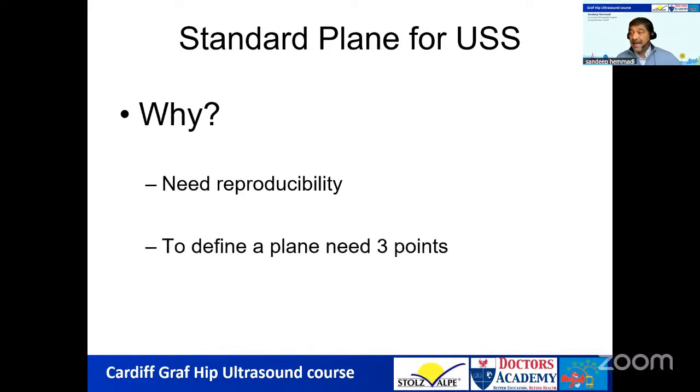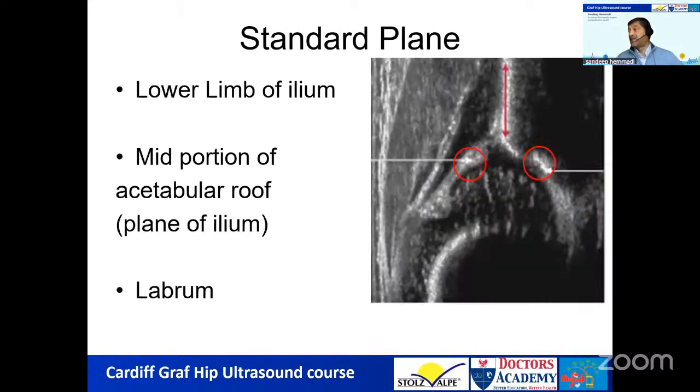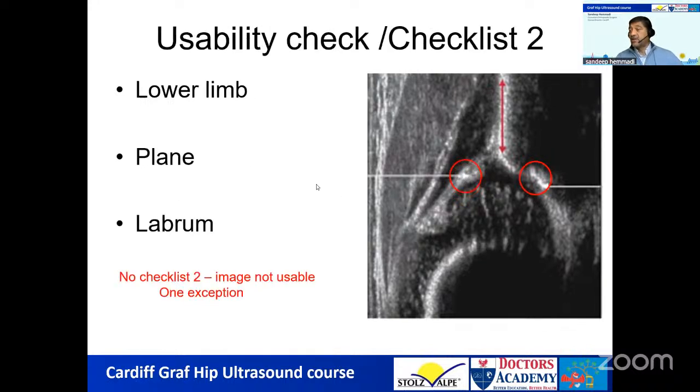And to define any plane in geometry, you need 3 points, and therefore we have the 3 points that make up our standard plane. They are the bright spot of the lower limb, a vertical ilium, and a visible labrum. So this combination is called checklist 2. Claire taught us checklist 1, which was to make sure that we had all the anatomical structures visible. Once they are visible, in checklist 2, you have to check that the lower limb is bright and visible, the ilium is straight, and the labrum is visible. I'm just going to cover one other thing there. So we'll come to this exception in a minute.